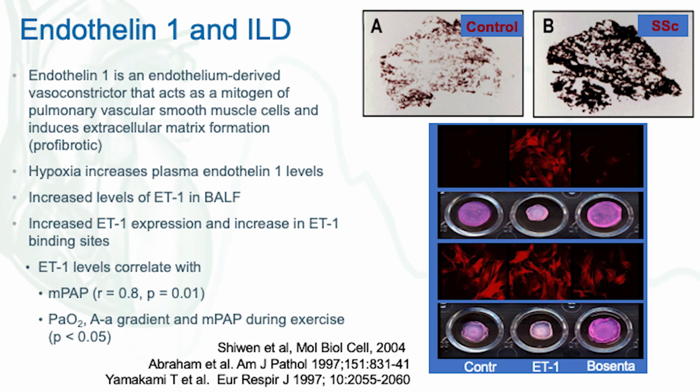Here's data from patients with scleroderma. This is a lung biopsy of a healthy person with a healthy lung, compared with scleroderma interstitial lung disease. And you can see how intensely it stains for endothelin-1. We know hypoxia increases endothelin-1, and there are elevated levels of endothelin-1 in BAL fluid from these patients. And you can see if you give a Petri dish bosentan, there seems to be less smooth muscle action and less contraction of the gel.